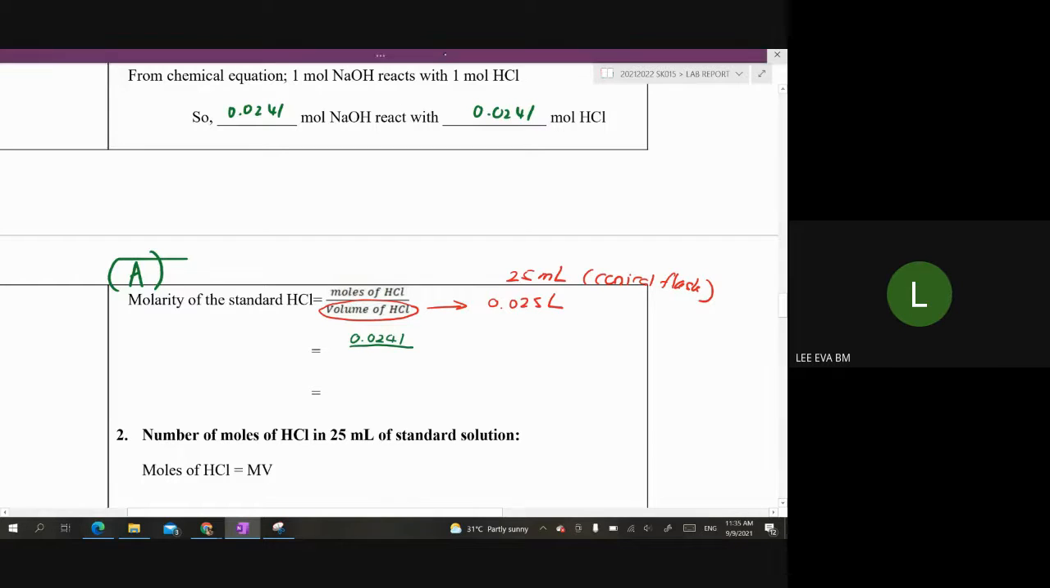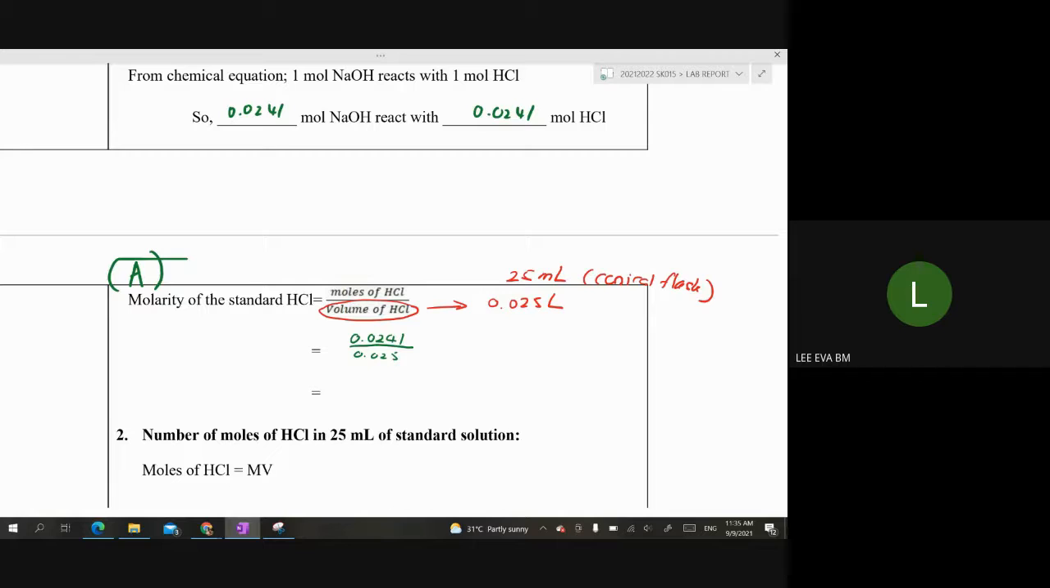Okay, so dekat sini carilah awak punya jawapan. 0.025. So what is the concentration that we will get for HCl? 0.964. 0.964. Any unit? M. Molar. Molar, capital letter. Okay, very good. Or you can use mole per liter. Okay. Semua orang dapat?